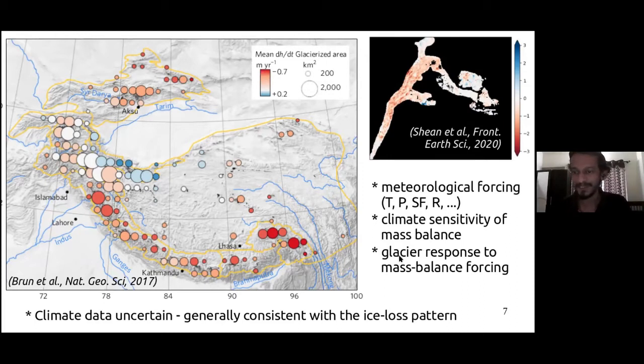So the glacier response, which is this parameter C and tau, is how they are responding to the mass balance change. So there are three parts to the problem. At least I can tell you something about each of them. The first thing is the meteorological forcing. It's really uncertain over the Himalaya.